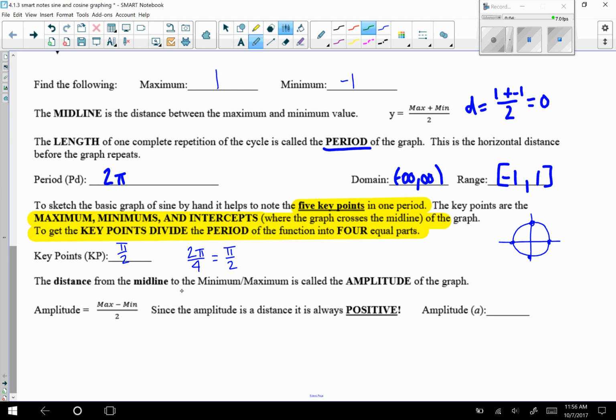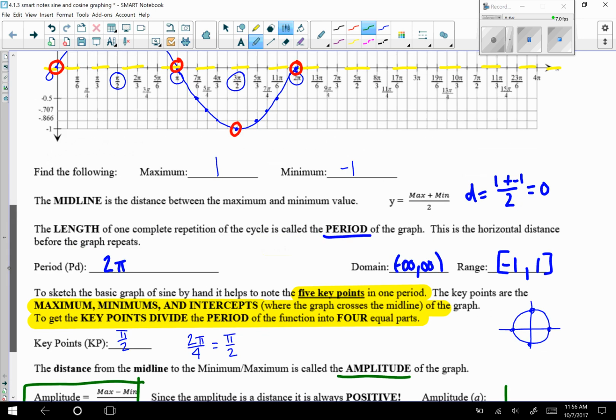So the distance from the midline to the maximum is called the amplitude of the graph. To find the amplitude, we can take the maximum minus the minimum divided by 2. In this case, our amplitude would be the maximum, which is 1, minus -1, divided by 2. That would give us 2 over 2, which is just 1. So the amplitude of our parent graph is a value of 1.